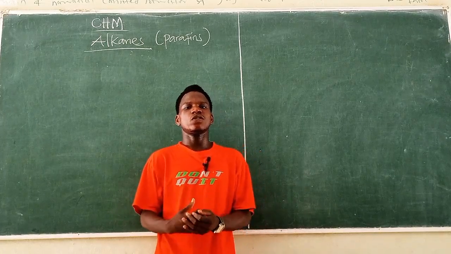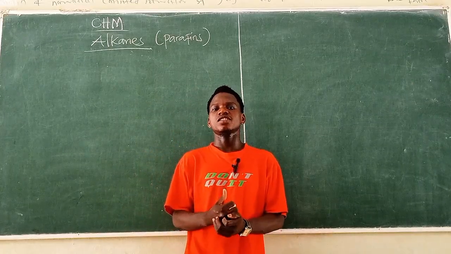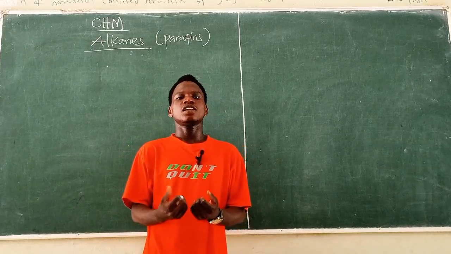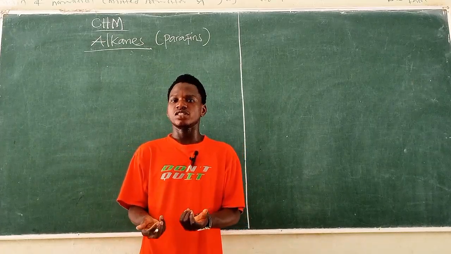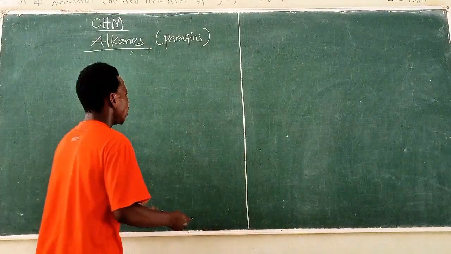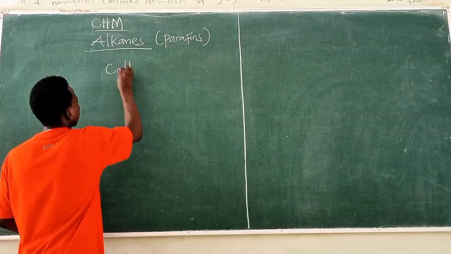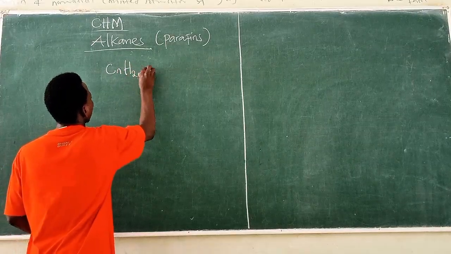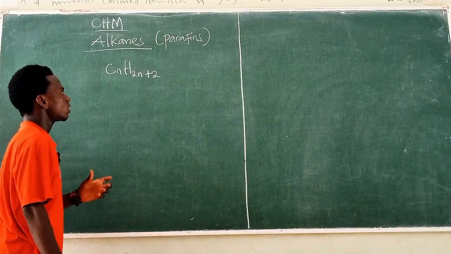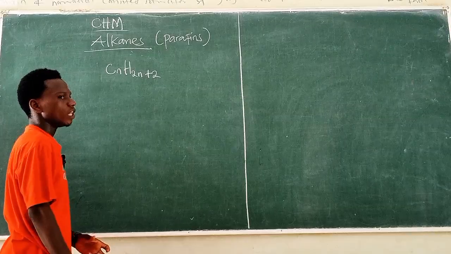In today's video, we'll be looking at alkanes, also called paraffins. Alkanes are saturated hydrocarbons that form a homologous series with the general molecular formula CnH2n+2. All alkanes form a homologous series with this molecular formula.